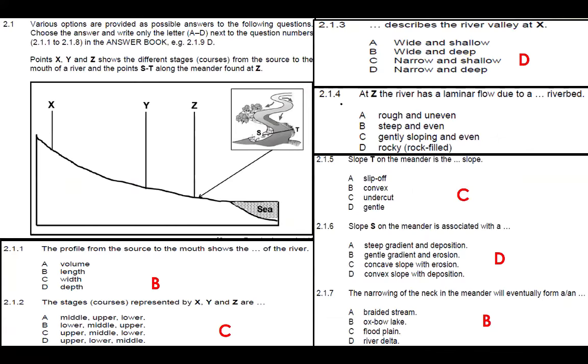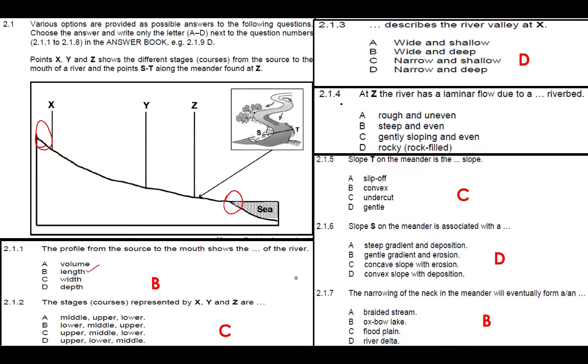Now let's quickly look at these questions here. They say various options are provided as possible answers. Let's look at the first question. The profile from source to the mouth shows the dash of the river. From the source to the mouth, what does it represent? It shows the length of the river. And then the stages. Now these stages are scrambled up.